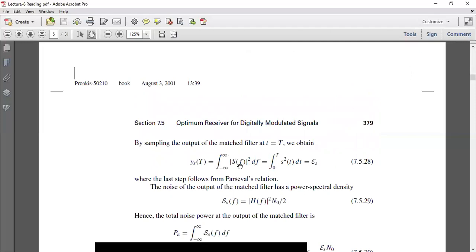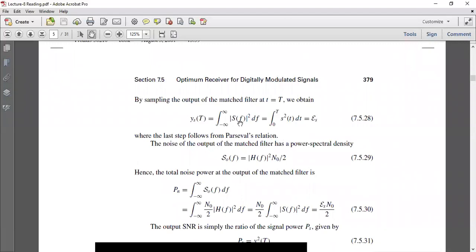This is the case of Parseval's theorem. We can also write it like this. This is in the frequency domain, and this is in the time domain. So this is nothing but the energy in the signal. The sampled output at t equal to T is equal to the energy in the transmitted signal, where the last step follows from Parseval's relation. You can take the spectrum of the signal, scale it and find its energy, and it will be the same as taking the signal in the time domain and finding its energy. Both are the same.